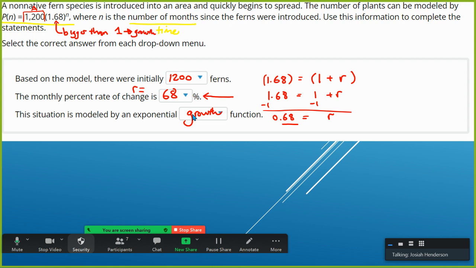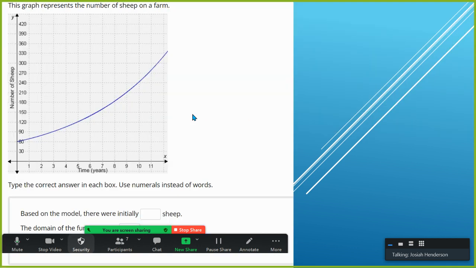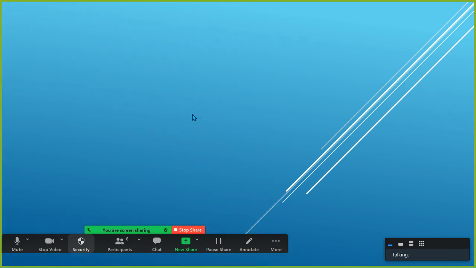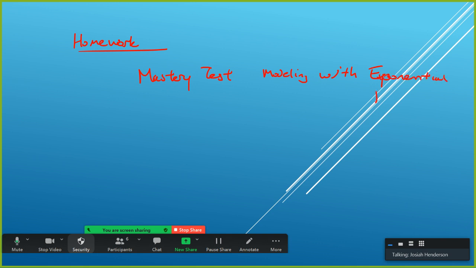And okay, it's almost 12. So I'm going to stop there for today. The homework, I hope whoever left gets this on the video. The homework is to do the third mastery test, modeling with exponential functions. This is required. Homework. Mastery test. Modeling with exponential functions. Sorry about this spelling. Exponential functions.